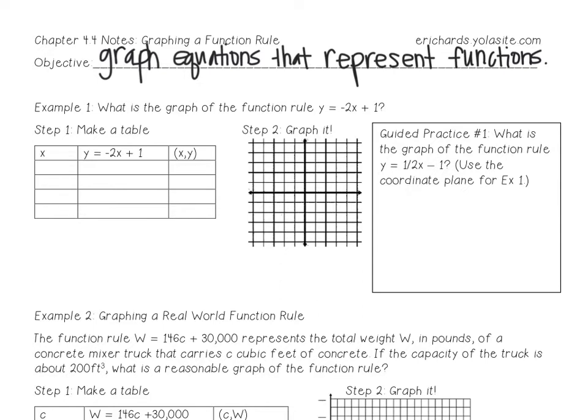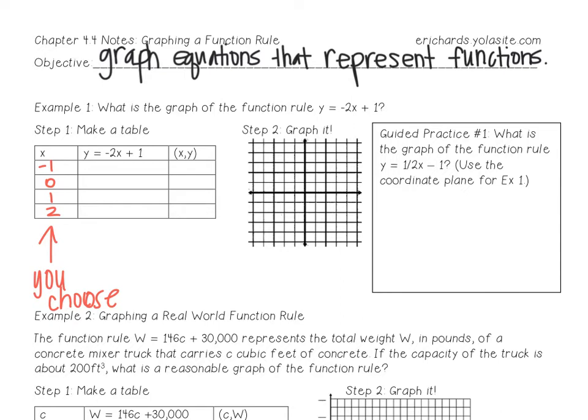So the easiest way to graph anything under the sun is to make a table. So we are going to choose some x's. Now these are what you choose, okay? You can choose any x's you want, but the standard x's to choose are the smallest numbers that you can, and generally we choose negative 1, 0, 1, and 2. We always want to choose a negative, we always want to choose 0, and then we choose some positives.